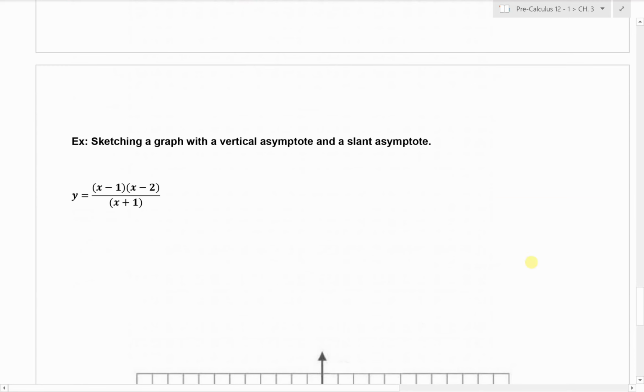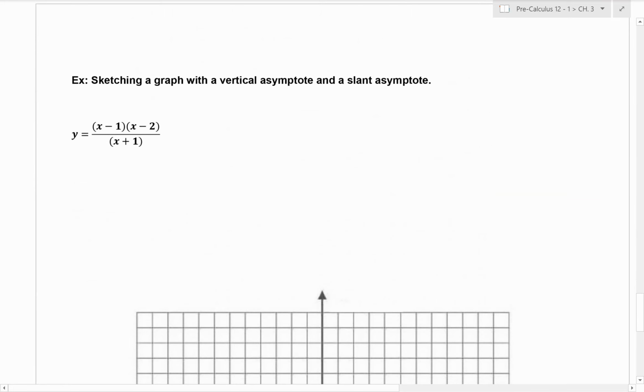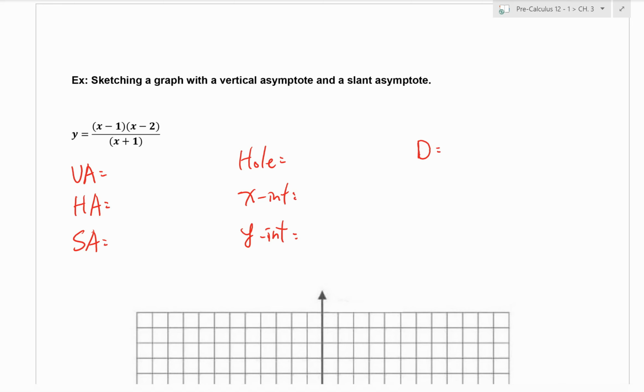Okay, now we're going to involve a slant asymptote. So here's the equation. You can see there's nothing for us to reduce, so I'm just going to start writing all the information. Vertical asymptote, horizontal asymptote, slant asymptote, the hole, and then what else? X-intercept, y-intercept, what else? Domain. Now range is actually quite tricky here. We are not going to look at range when we have a slant asymptote. That's okay, you can deal with that when you take calculus.